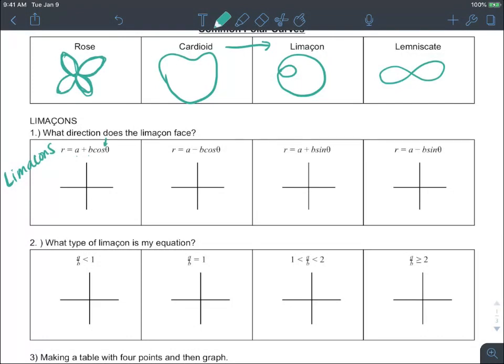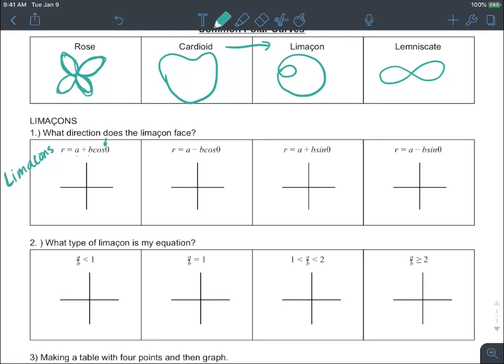So if I have a plus b cosine theta, these are all kind of off center from the middle. They could look like this, or they could look like facing this direction. So I need to know where the long part of the graph is, and we can do that by looking at the structure of the equation.